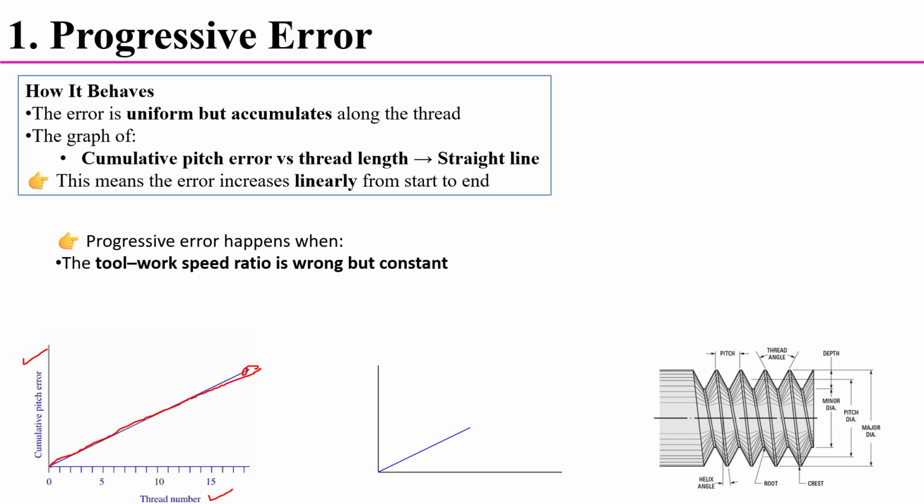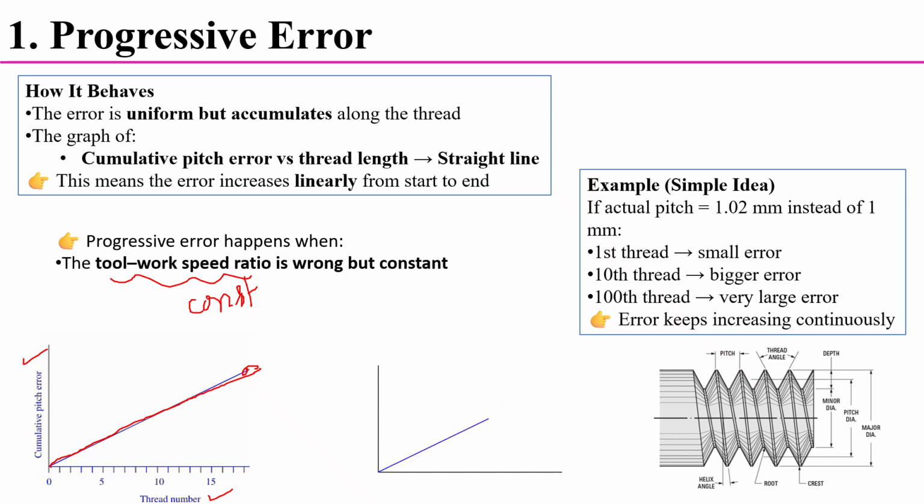Progressive error happens when the tool and work speed ratio is constant, but we are maintaining the wrong amount of this tool to work speed ratio. Let's take an example. The actual pitch is 1.02 mm, but the actual requirement is 1 mm. So the actual requirement is 1 mm, but we are maintaining 1.02.